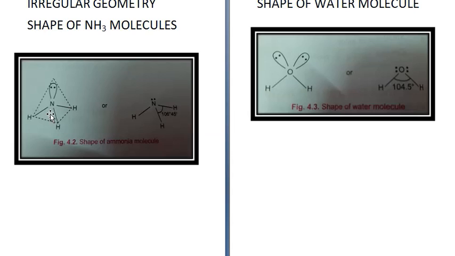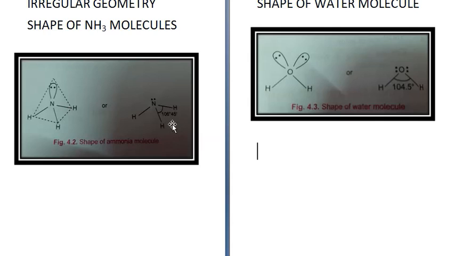In ammonia, nitrogen is bonded by 3 bond pairs and 1 lone pair. Now, according to VSEPR theory, lone pair-bond pair repulsion is greater than bond pair-bond pair repulsion. So the molecule has irregular geometry. It has a pyramidal shape with an HNH bond angle equal to 107 degrees. Other examples of this type of geometry are H3O+, NF3, etc.